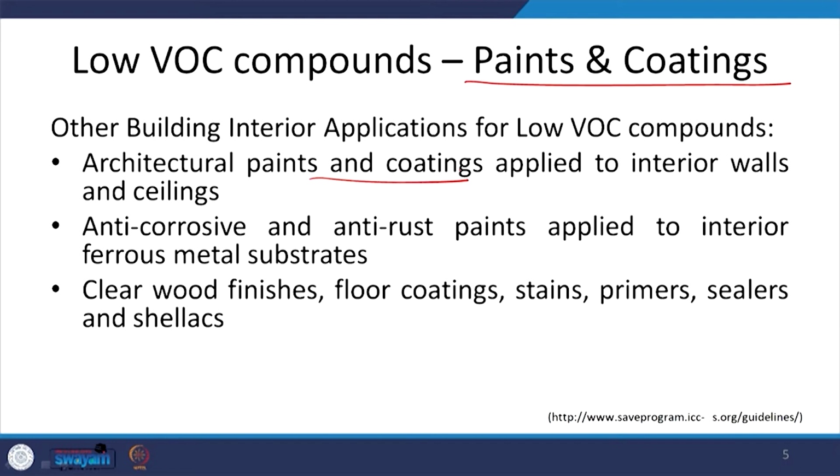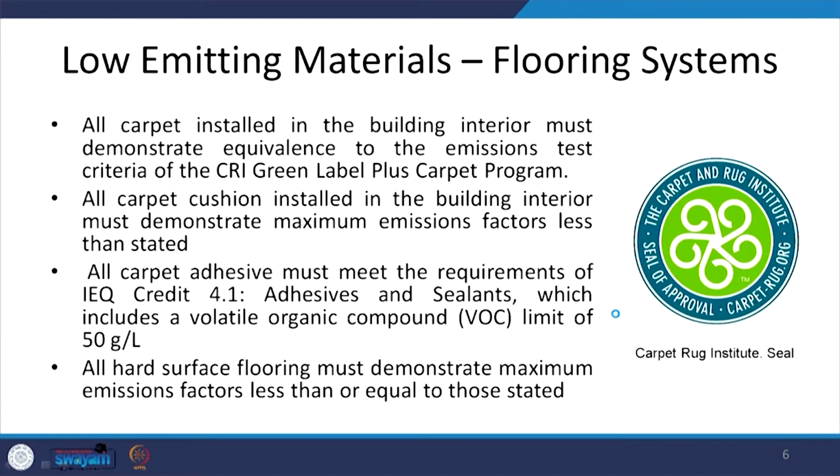The anti-corrosive and anti-rust paints often have higher VOC compounds as compared to the architectural paints, the paints which are applied on walls. So, not just the paints on walls, but also the anti-corrosive and anti-rust paints, or even the clear wood finishes, the floor coatings, stains, primers, sealers and shellacs, all of these have VOC limits specified, prescribed. So, we select the products carefully.